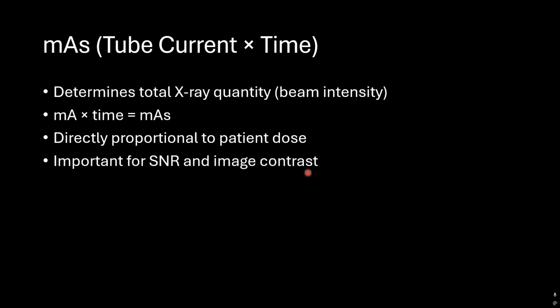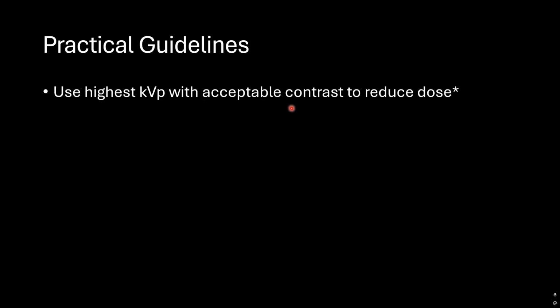It is also important for SNR and image contrast. Why? Because the SNR, or signal to noise ratio, is affected by the number of photons in our beam. As more photons reach the detector, we have more signal compared to the noise, and eventually more image contrast. So using the highest kVp with acceptable contrast to reduce dose is recommended. Why? Because with a higher kVp, we have fewer low energy photons in our beam that would be absorbed by the patient's skin. Adjust the mAs to achieve optimal contrast. We just need to adjust the mAs to have a sufficient signal to noise ratio, which eventually affects the contrast.